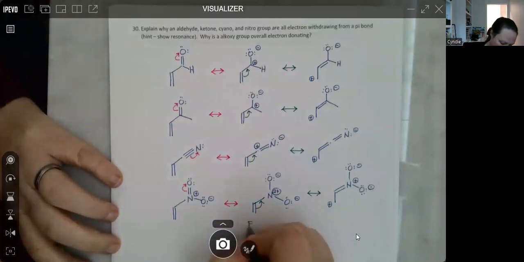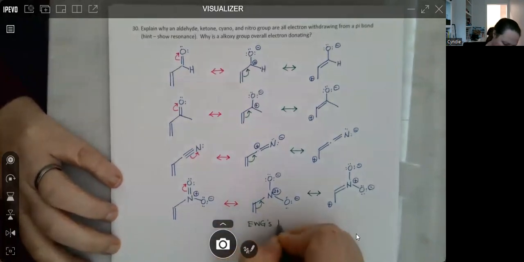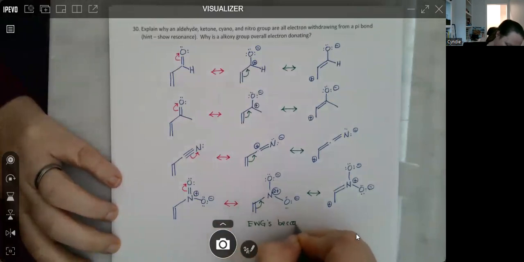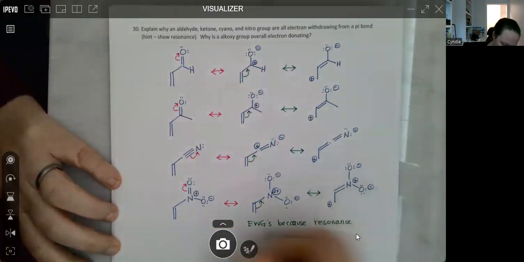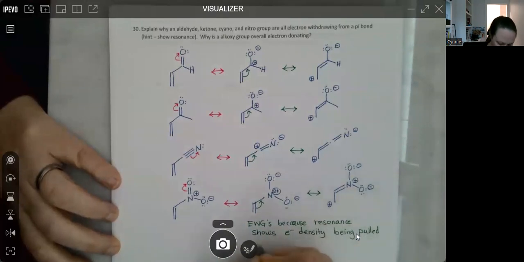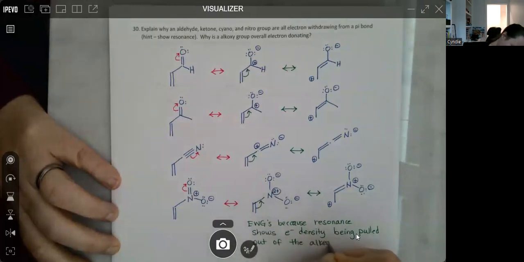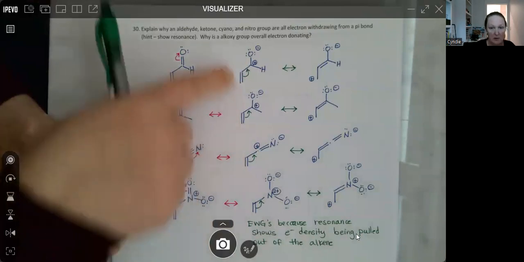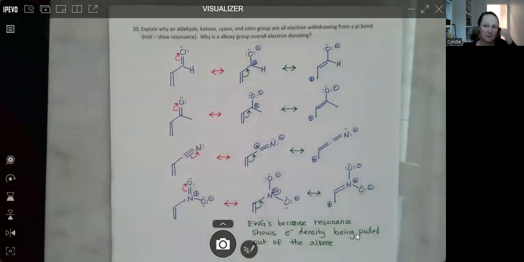So we'll say electron withdrawing groups because resonance shows electron density being pulled out of the alkene, right, which is the carbon-carbon bond in all of these cases.